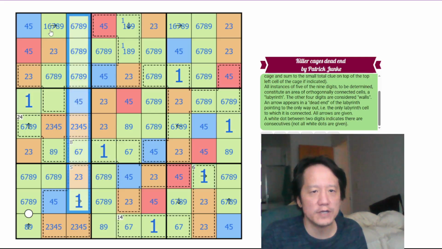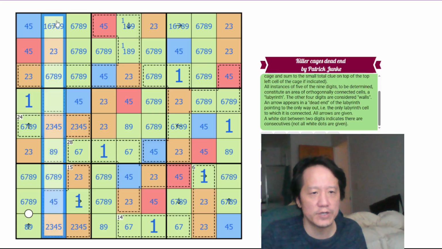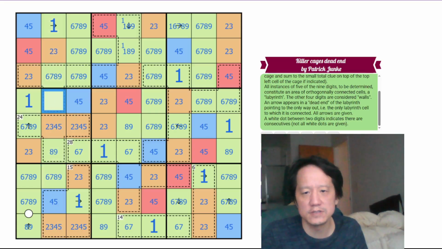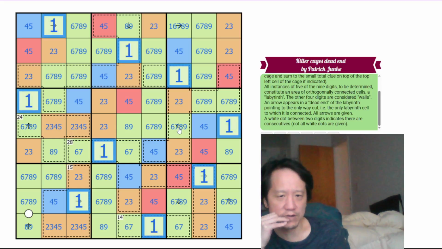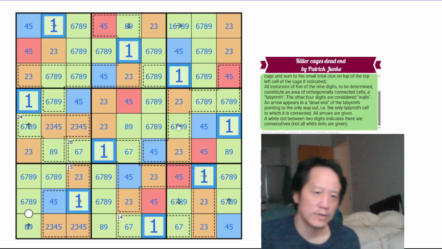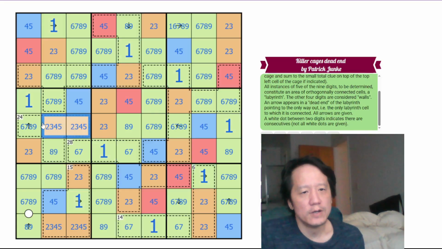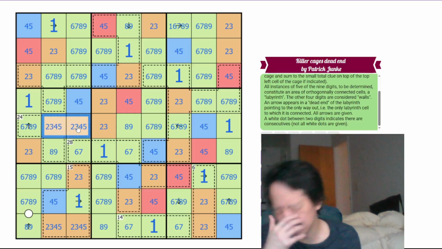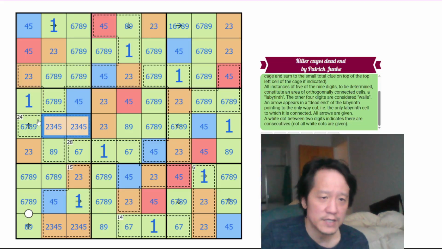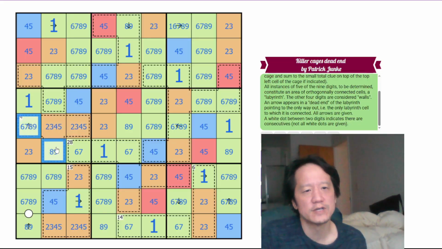Where's the 1 in column 2? It can only be here because this is 6, 7, 8, 9. Therefore, this can't be 1 here. Therefore, this is a 1 here. So we have all the 1s accounted for. Can you ever have a 2 here? Maybe. If you have 2 and 5, that adds up to 7. And then this could be 8, 9. So yeah, that works.